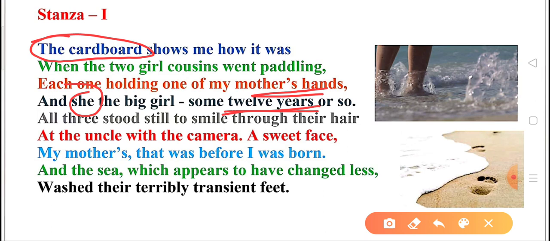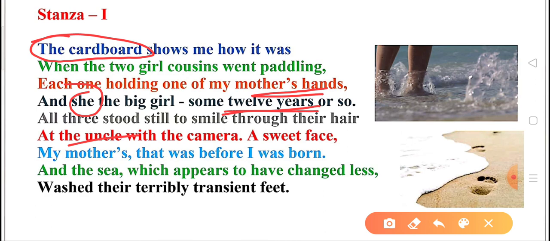All three stood still to smile through their hair at the uncle with the camera. And who used to go along with them, who accompanied all these three young girls to the beach? The uncle of the poet's mother. He used to take them to the sea beach and capture the beautiful moments on the sea beach in his camera.